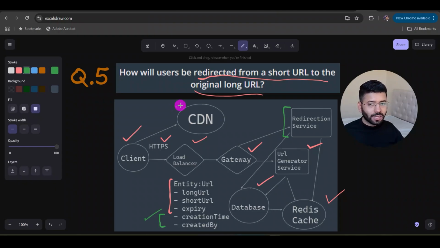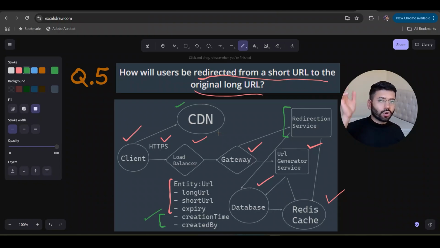Additionally, I added a CDN layer as well. CDN is generally used for static assets. I have seen it more used for images, videos, such content, but I just added it here to get feedback on whether it can be used.